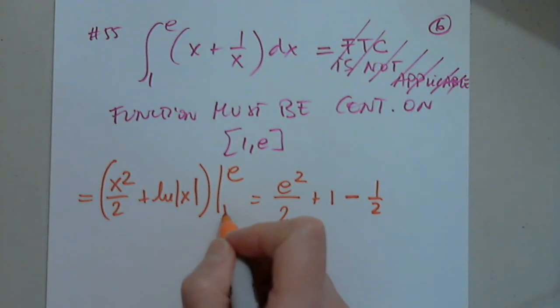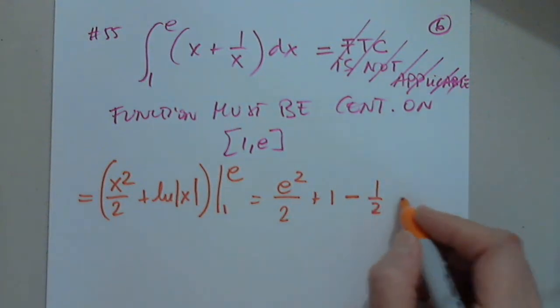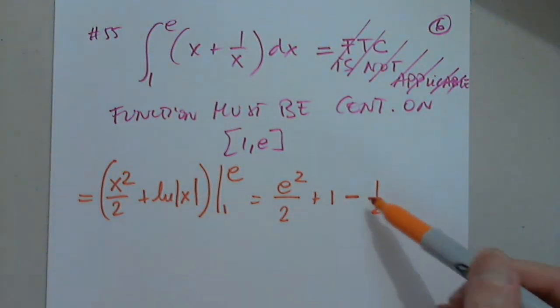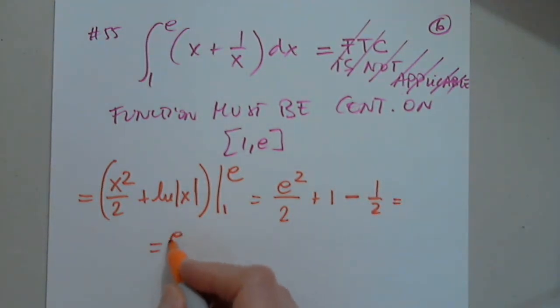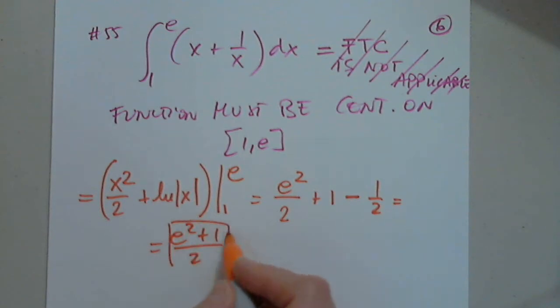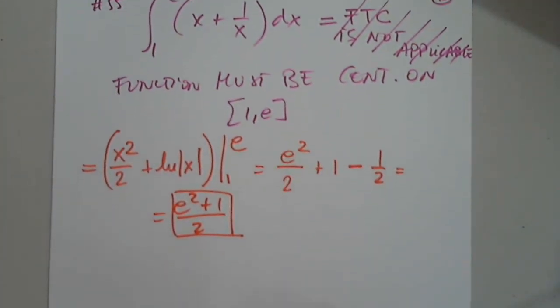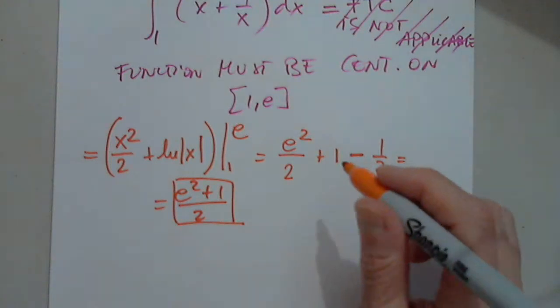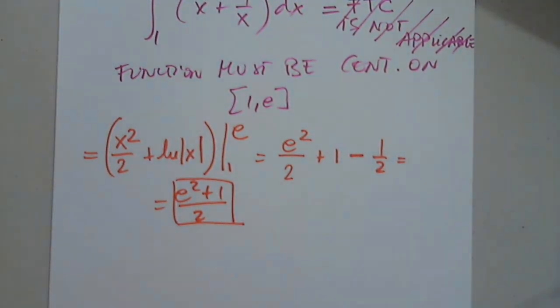But I know that natural log 1 is 0, so there is nothing else I have to write. But of course, I have to perform these operations. 1 minus 1/2 is 1/2. So this is e squared plus 1 divided by 2. They have the same denominator. So always remember the function must be continuous on the interval. Otherwise, the fundamental theorem of calculus does not apply.